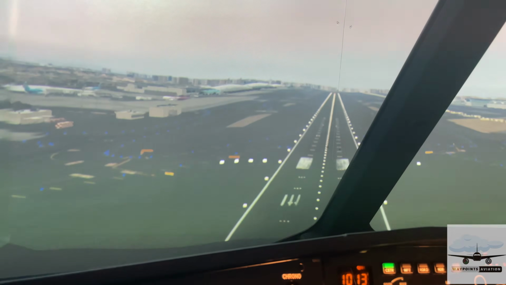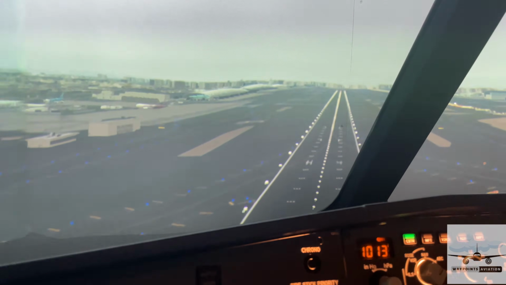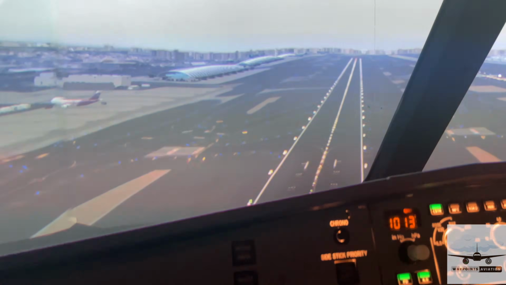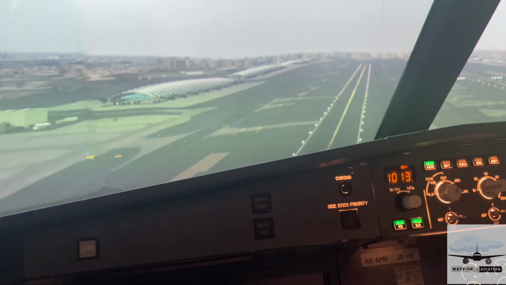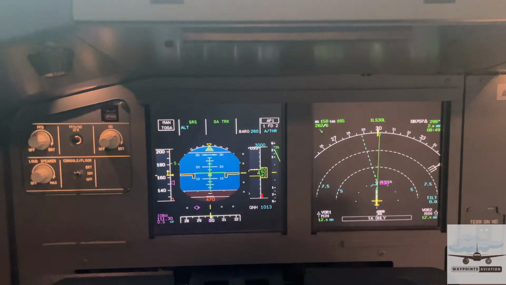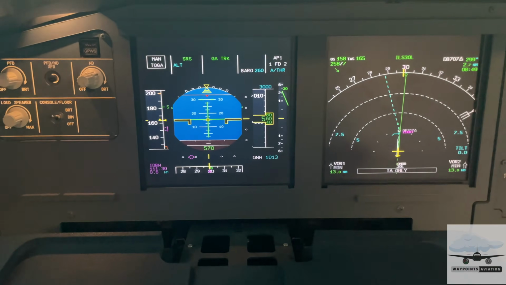I'm just gonna go around and cancel this landing because I want to do some more exercises later. But yeah, flaps are coming up. I'm gonna get the autopilot on. Positive rate, gonna get the gear up, and we're climbing away. So that's how you do a raw data ILS approach, completely manual.